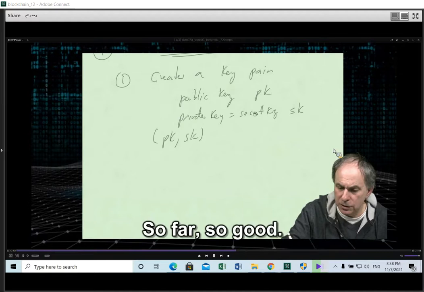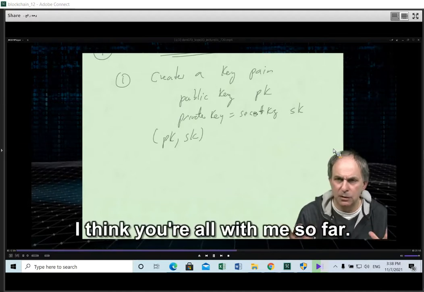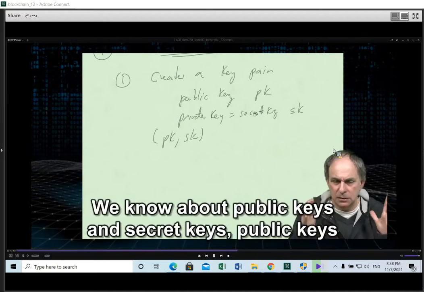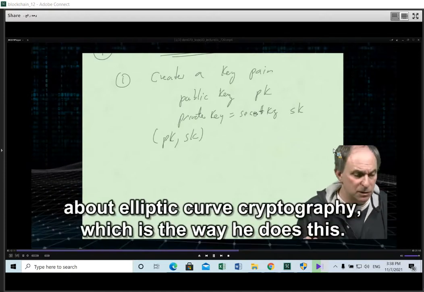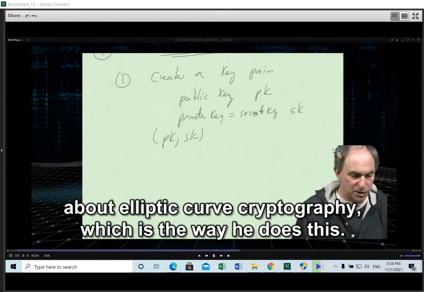Right. So far, so good. I think you're all with me so far. We know about public keys and secret keys, or public keys and private keys, and we know a little bit about elliptic curve cryptography, which is the way he does this.